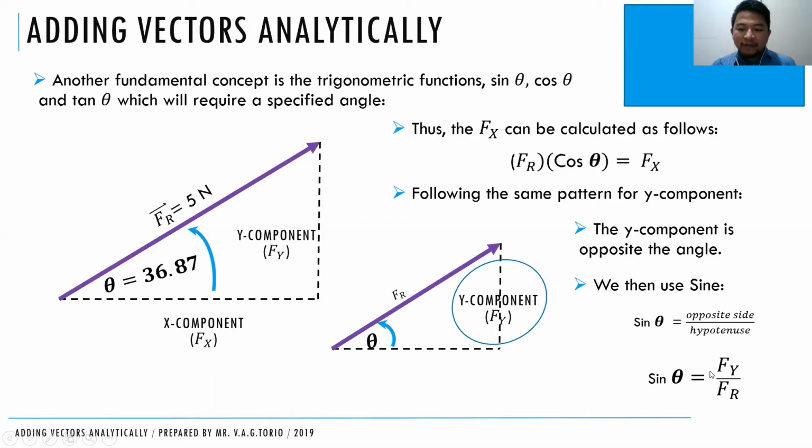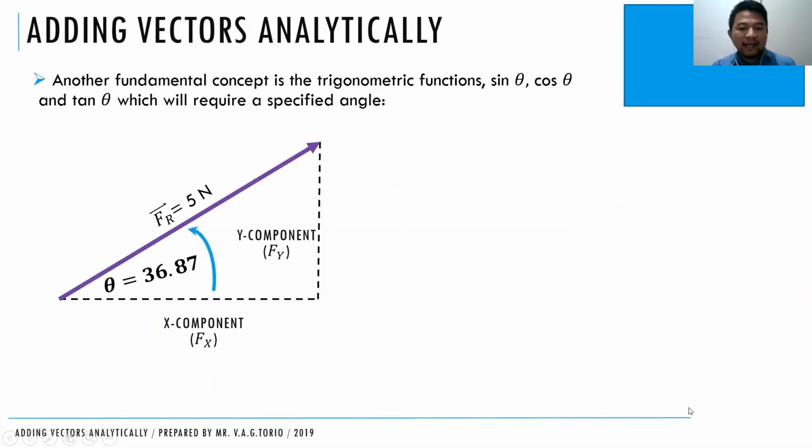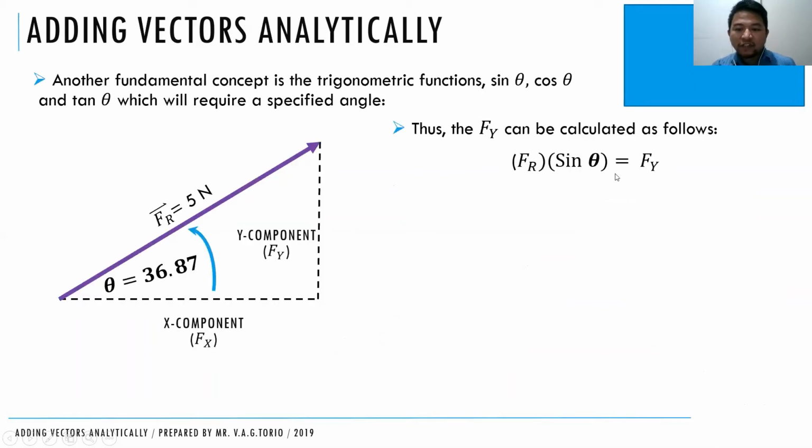Substituting the labels that we have, the opposite side once again is f sub y, and the resultant force magnitude f sub r is the hypotenuse. We can compute for f sub y by multiplying both sides with f sub r. So we get f sub y equals f sub r sine theta, and that's what we have here in this equation: f sub y equals f sub r sine theta.